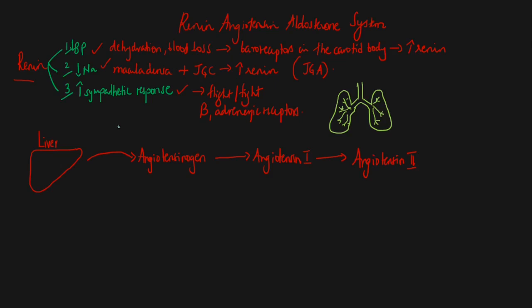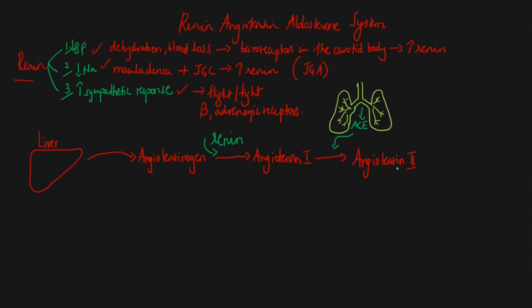So now that we have renin in the blood, what are the next steps in this pathway? So the liver is going to secrete angiotensinogen, which is eventually converted to angiotensin 1, and this reaction is mediated by renin. It's going to lead to hydrolysis of angiotensinogen to angiotensin 1. And we have another enzyme called angiotensin converting enzyme, secreted by the lungs and also bound to the endothelium. That's going to help convert angiotensin 1 to angiotensin 2.